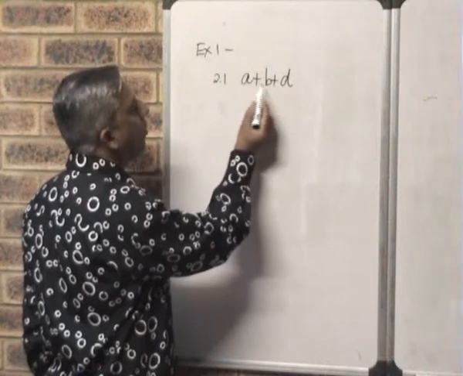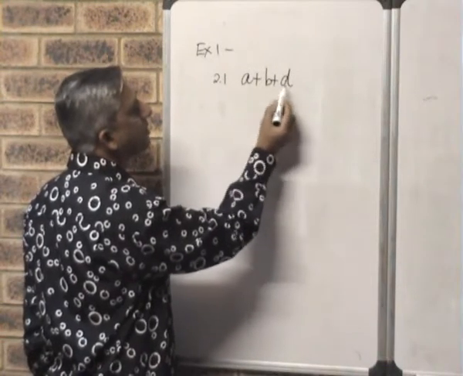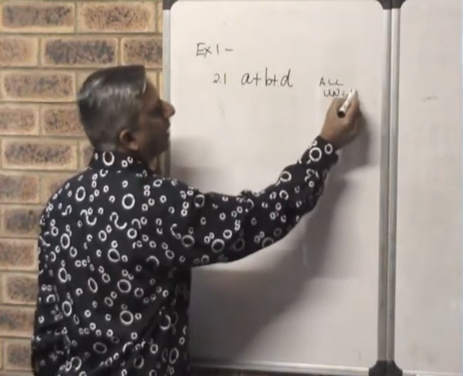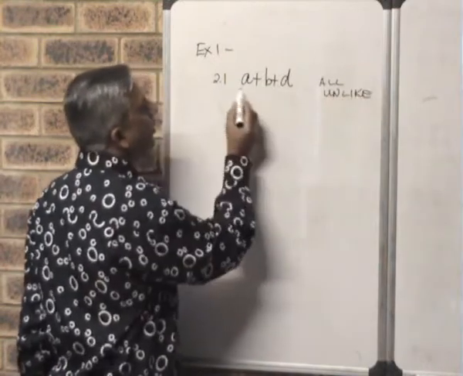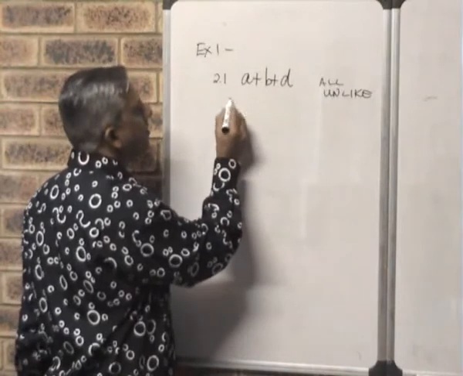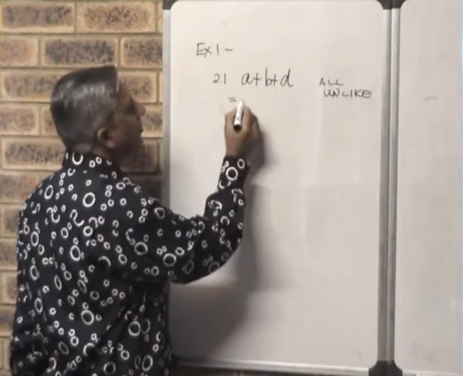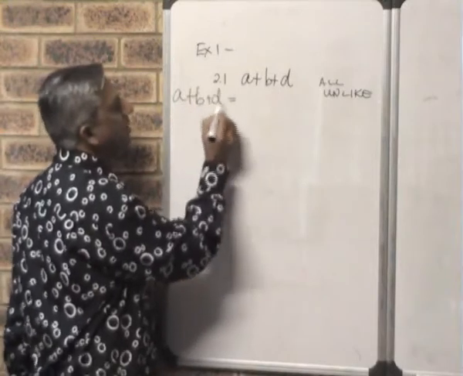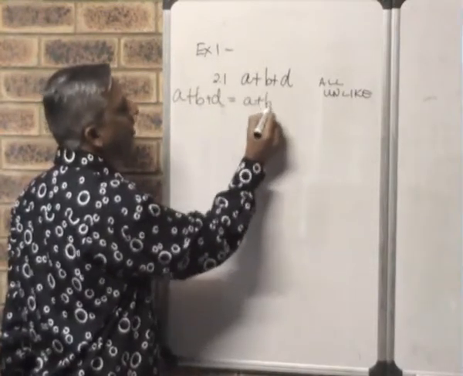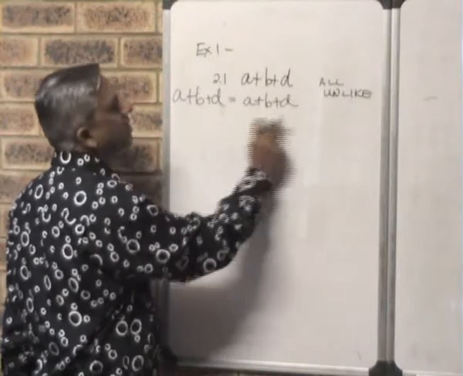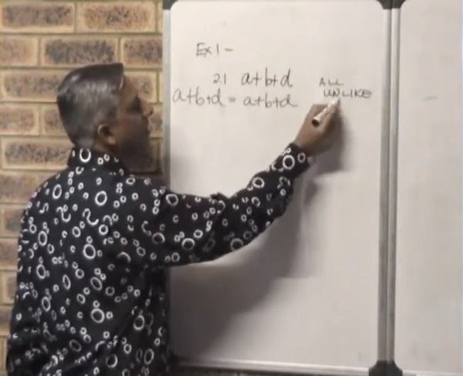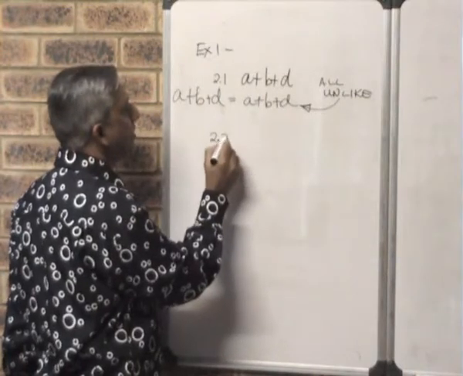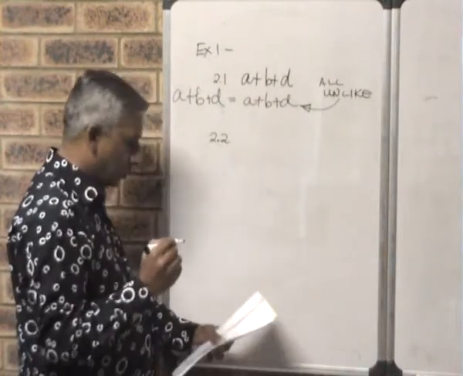These terms are all unlike terms. All unlike here. All unlike. Therefore, you cannot group them, and if you ask me to add this up, then the answer will be A plus B plus D. The answer will still be A plus B plus D, because they cannot be added because they are unlike.